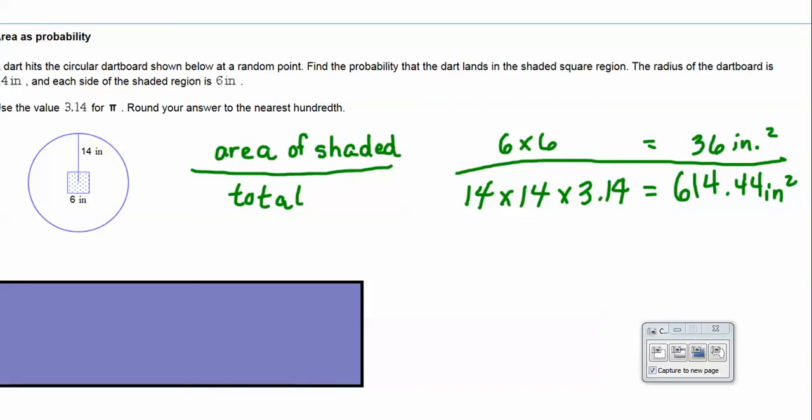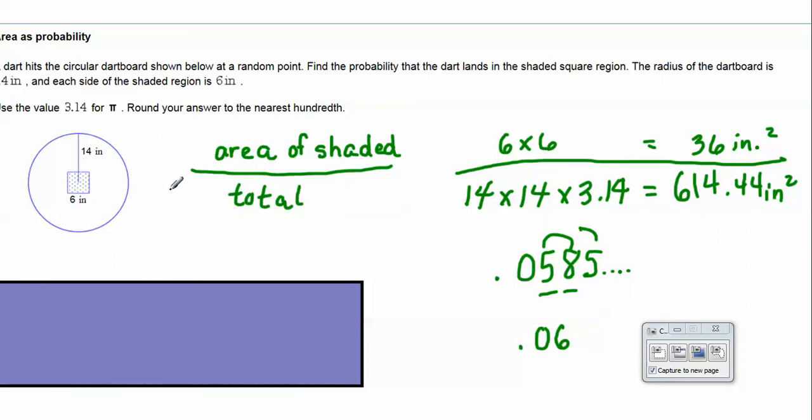Put that into the calculator. And I got 0.058589994... So rounding it to the nearest hundredth, I have about a 6%, 0.06 chance of landing in that little square.